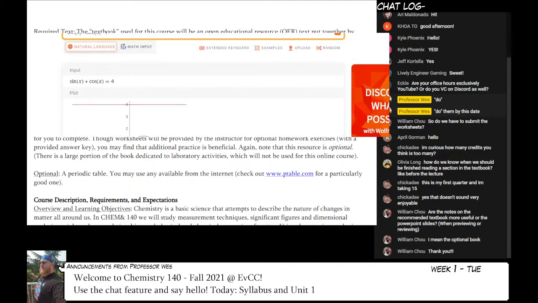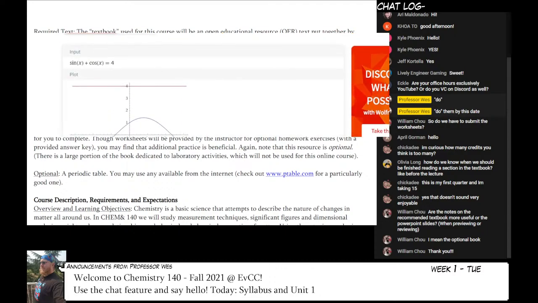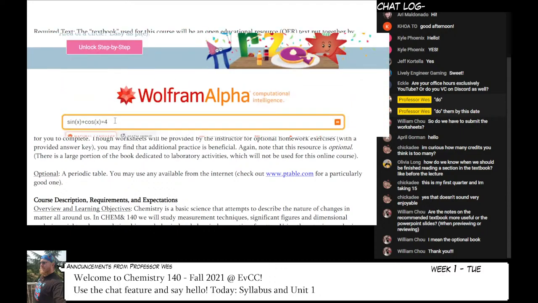Oh, maybe not. I don't know. I'm just typing random stuff. So it will graph things. It will tell you other forms for it. Or maybe you have a system of equations.